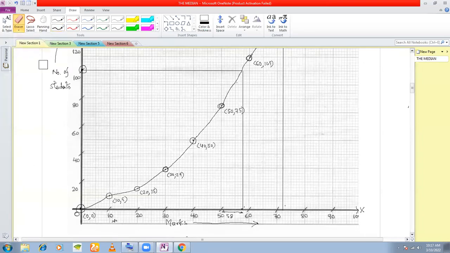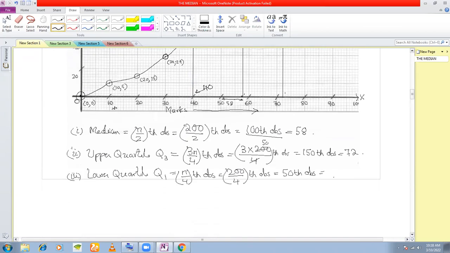Okay. So once we have located 50, from this point 50, we are going to draw a line till it intersects the curve. And from this point, we are going to draw a perpendicular on the x-axis. So what point are we getting here? We are getting 40 here, right? So that means the lower quartile is 40, right? I hope there are no questions related to this.